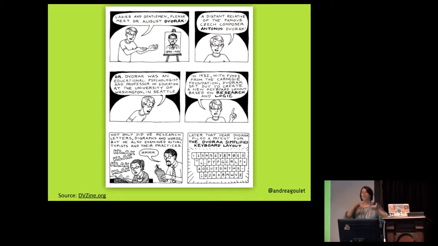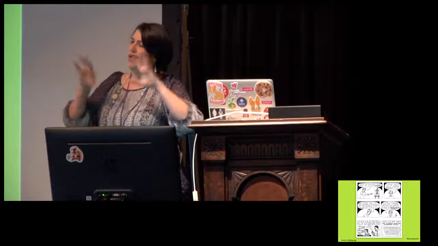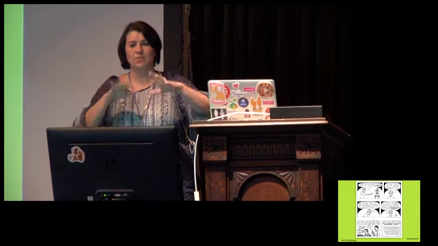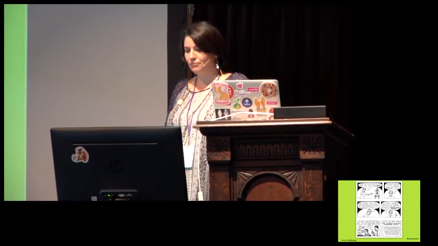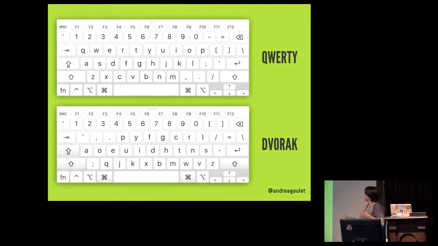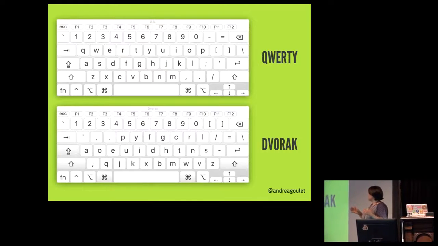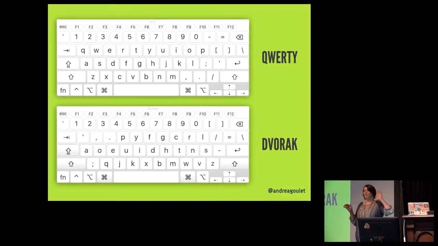So he looked at typists, looked at how often they typed on which keys, and created a very data-driven way to do the layout. So here's the difference. The biggest difference is the home row, because the most common letters are on the home row, and the other difference is that in Dvorak you have all of the vowels on the left and all of the consonants on the right.